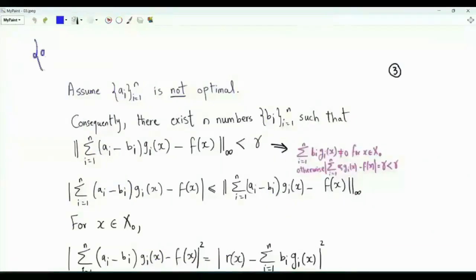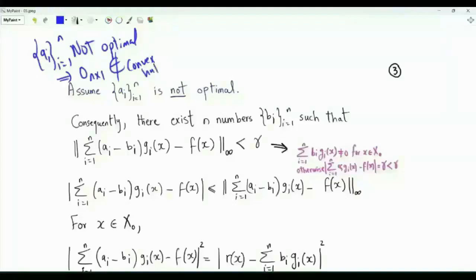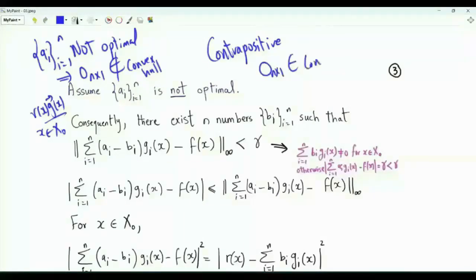In the first part of the proof, we assume that the coefficients are not optimal. We show that this implies that the all zero vector is not in the convex hull. It cannot be written as a convex combination of those vectors that we mentioned on the previous slide. The contrapositive is that if the all zero vector is in the convex hull, then those coefficients are optimal. How can we prove this?